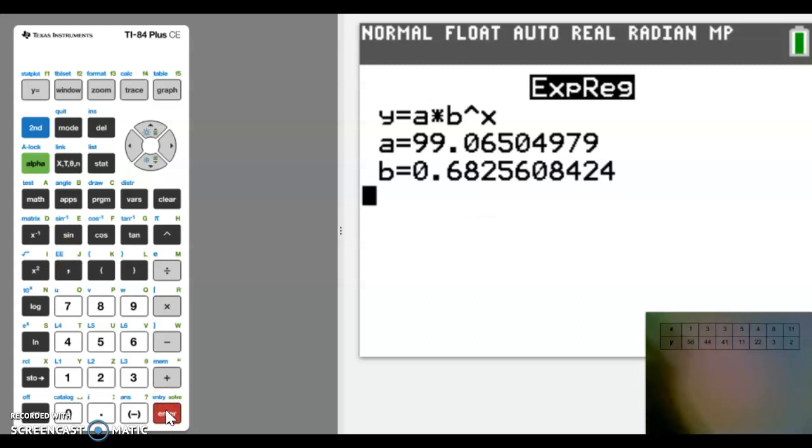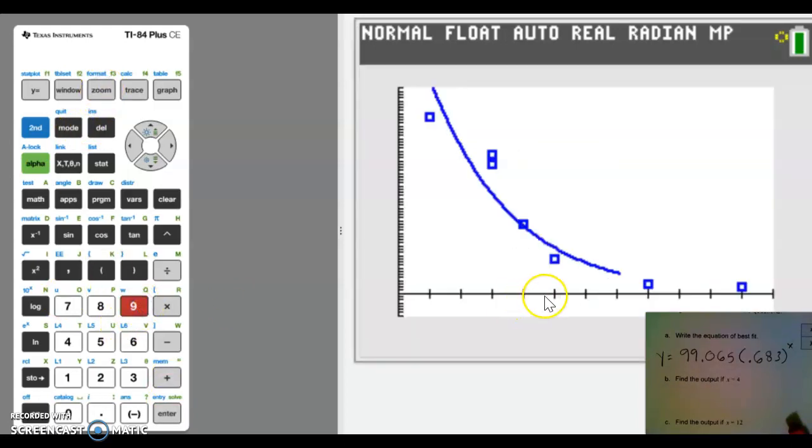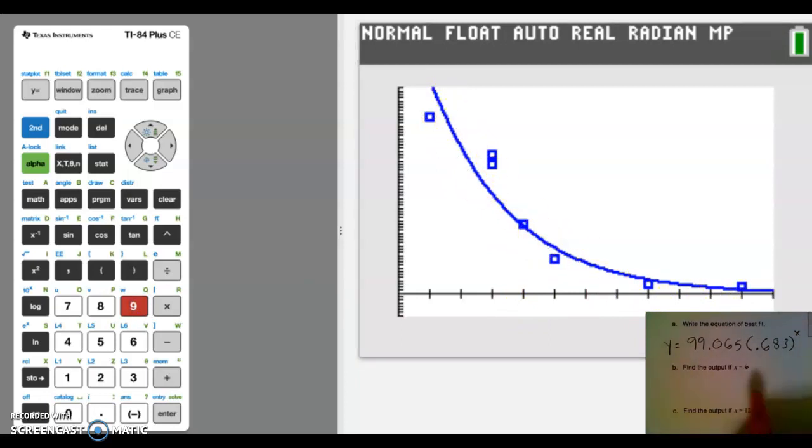There's my equation. So my equation of best fit is y equals 99.065, parentheses 0.68, and I'm going to round to a 3 there because 2 is higher than, whatever, the 2 goes up to the x power. So there's my equation, and I'm just going to go ahead and zoom 9 just so I can double check that this guy, he's done the best he can, so he looks good. Looks good to me.